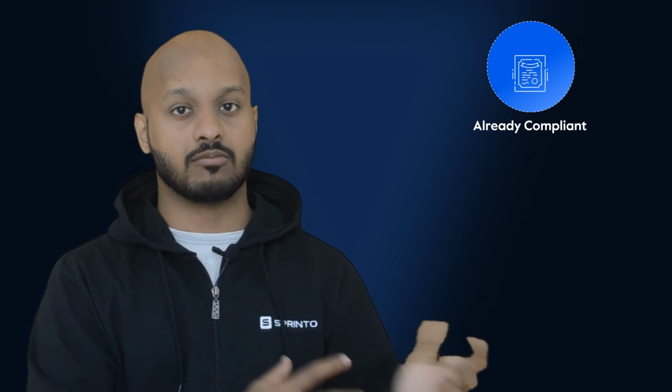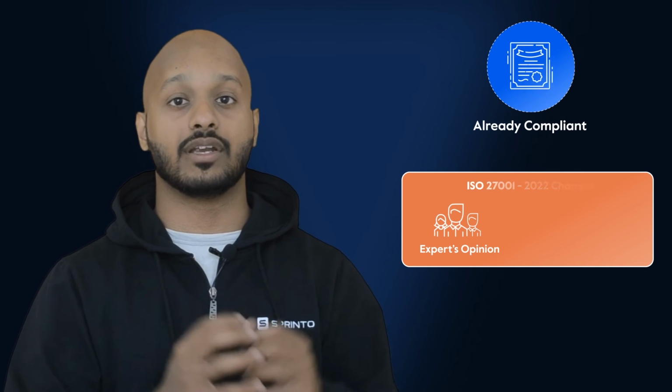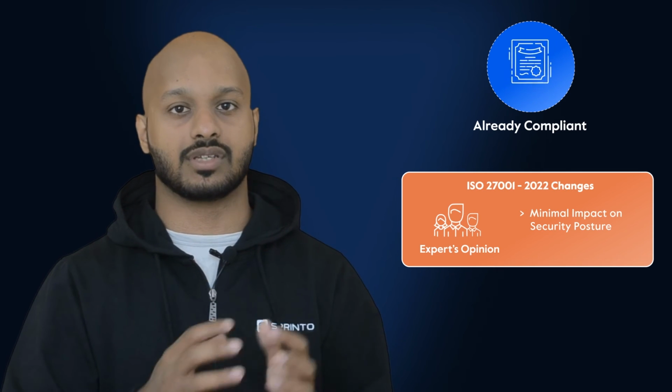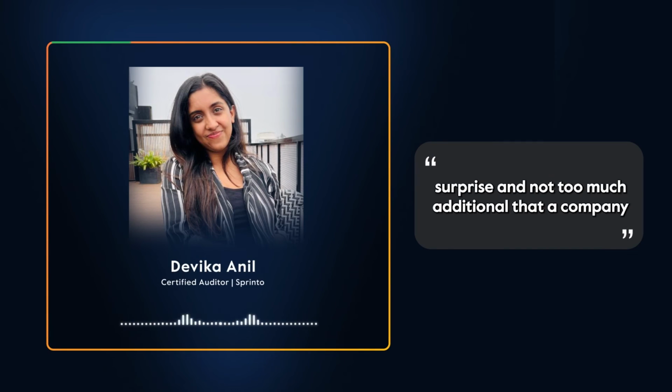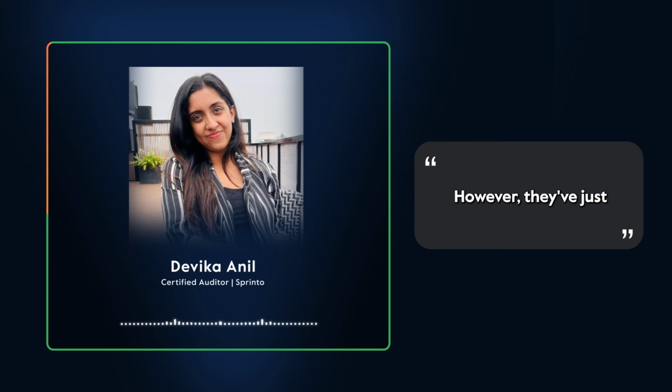If you're already compliant, most experts in Sprinto and outside agree that the 2022 changes will have a minimal impact on your overall security posture, about 5% of extra effort. Really speaking, there is not too much surprise and not too much additional that a company will have to implement, even if they look at the 11 new controls, because most of those controls are actually a part of even existing implementations. For example, there is a new control around business continuity, which is already something that's taken care of. There is a specific control that calls out secure coding practices now, although it was also a part of common implementation in the 2013 version. These 11 new controls, although new, will be already implemented in most companies. However, they've just tried to call it out to make it more relevant to technology companies these days.